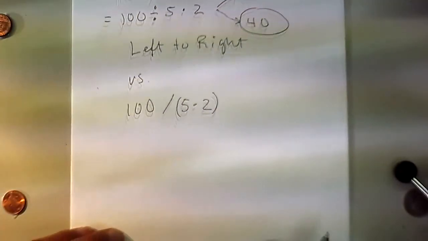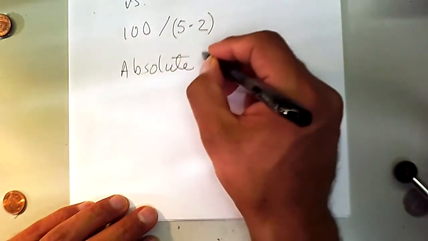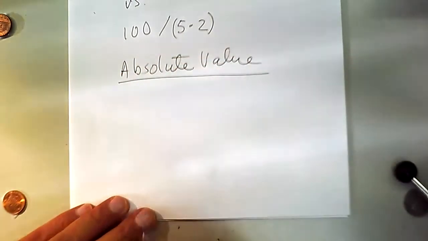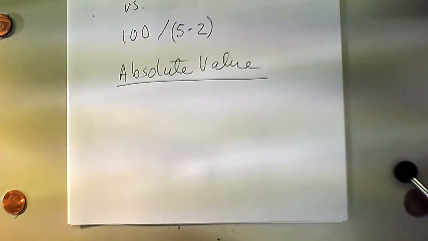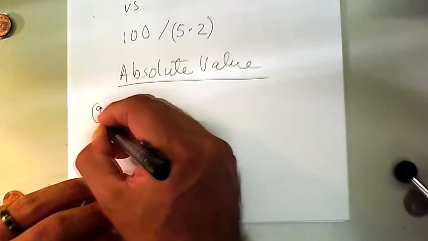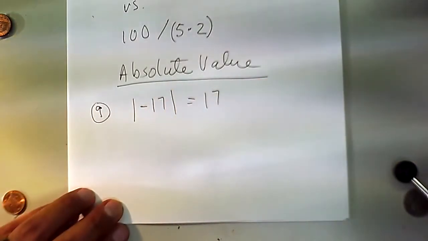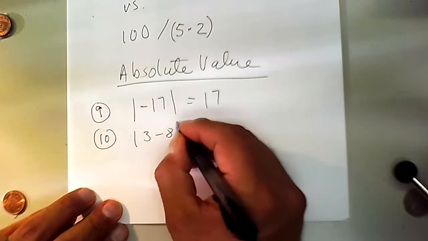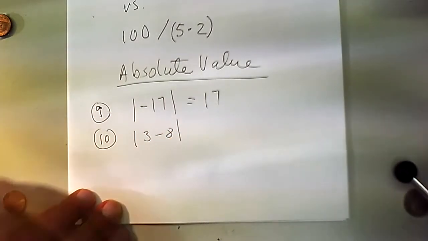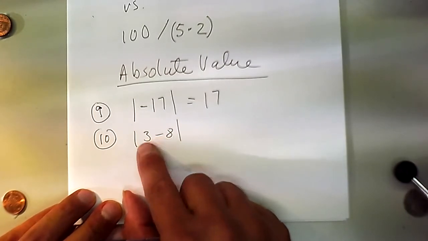The next thing I want to talk about is absolute value. The absolute value of a number is simply the positive of the number. And everybody knows, example 9, the absolute value of negative 17, of course, is positive 17. That is not the problem. But when we have, example 10, things like 3 minus 8 inside the absolute value, that gets a little more complicated. Are we doing the absolute value of 3, the absolute value of 8, or how are we doing this?